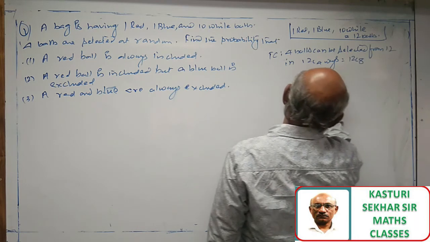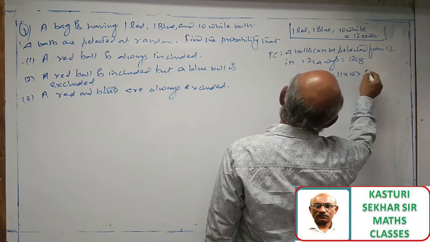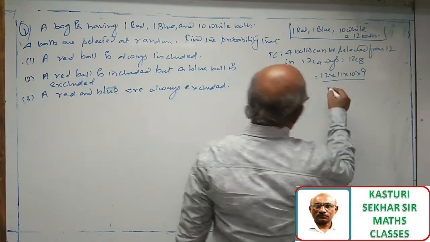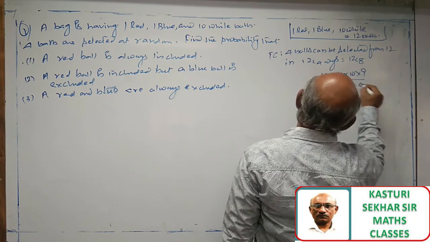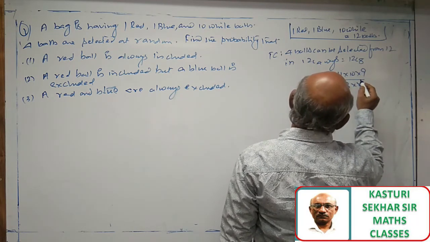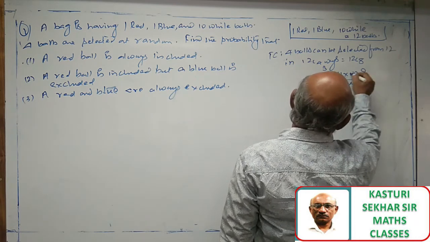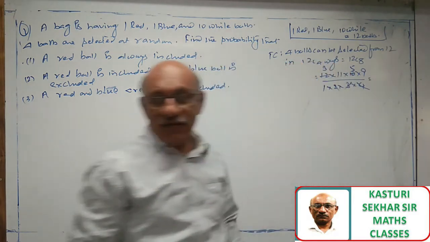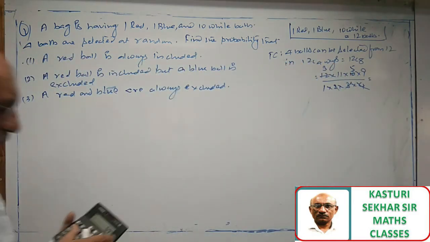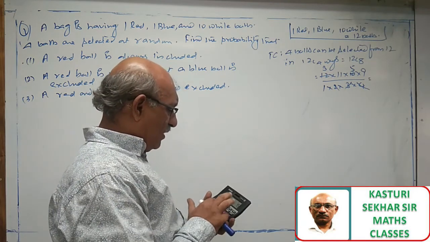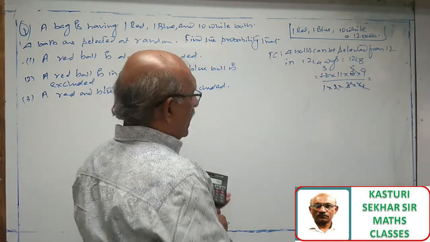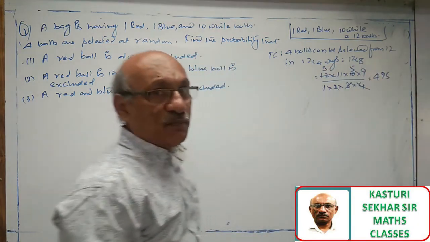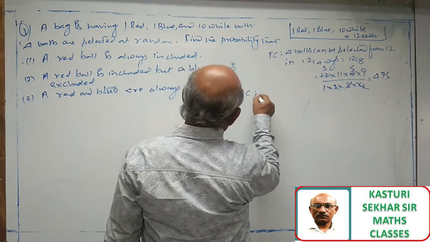This is 12C4, 12 into 11 into 10 into 9 by 1 into 2 into 3 into 4. 4 will go here 3 times, 3 cancel, 2 will go 5 times. So this is 45 into 11, 495. Total number of cases are obtained. Let's go for favorable cases.